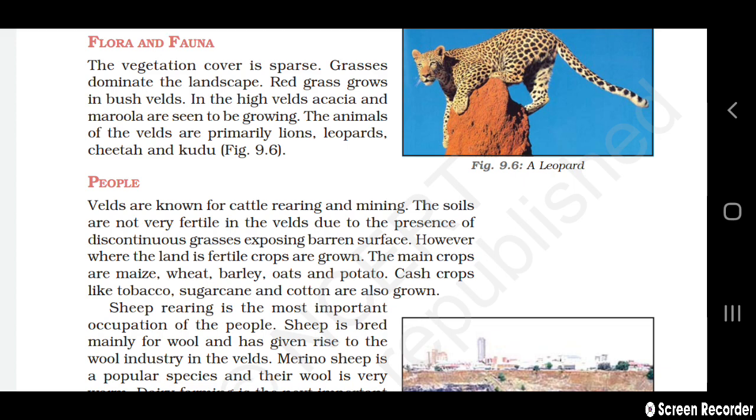The wild animals are primarily lions. You can see a leopard in the picture. You can see cheetah and kudu. These are some of the animals that live in these fields.